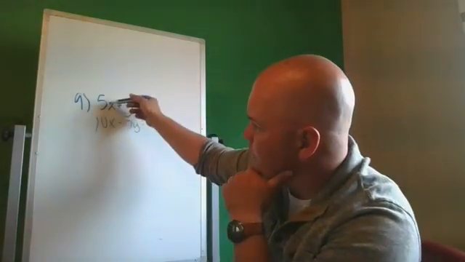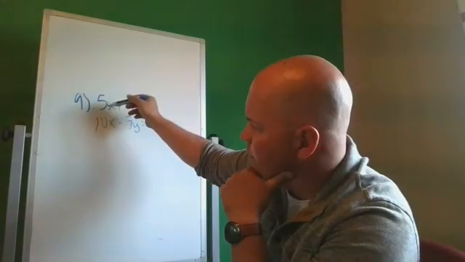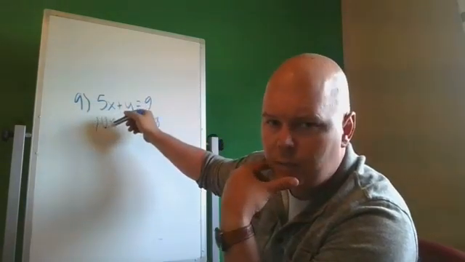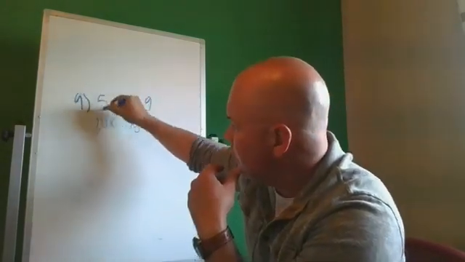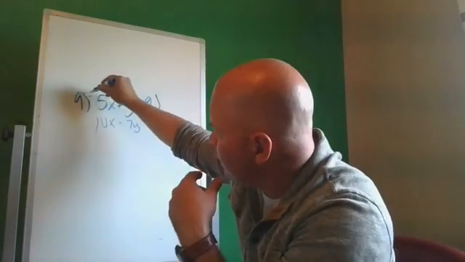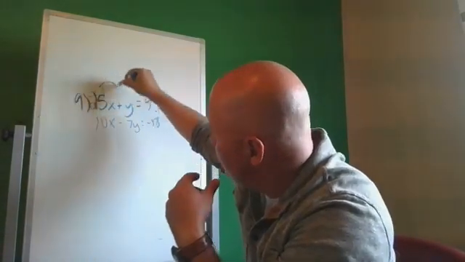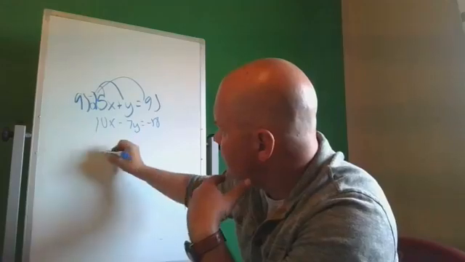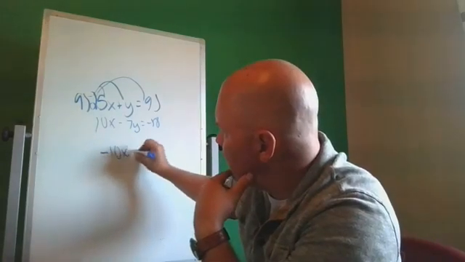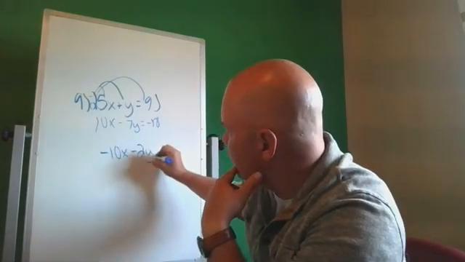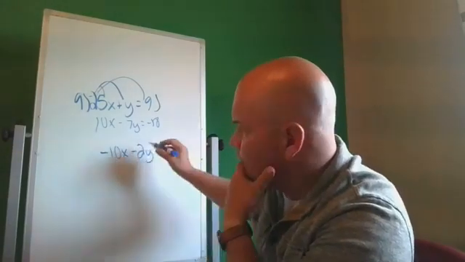But for this one, it's really easy for me to get 5x to become a 10x by multiplying by 2, which means to make it the opposite so it eliminates, I just multiply everything by negative 2. Bring it all in, and I'd have negative 10x minus 2y equals negative 18.